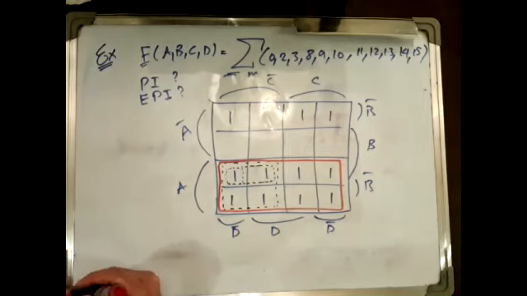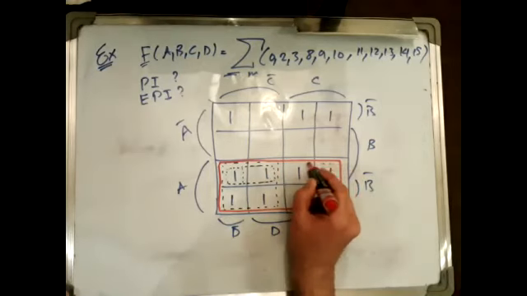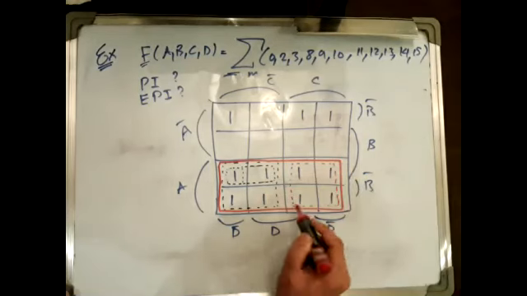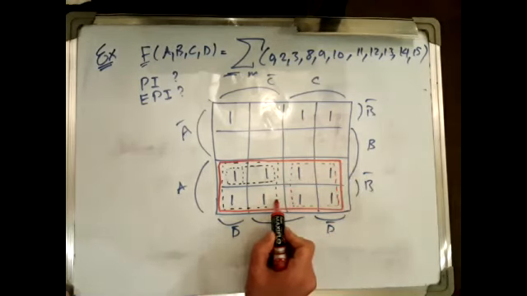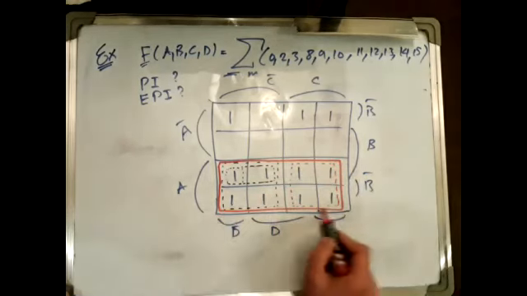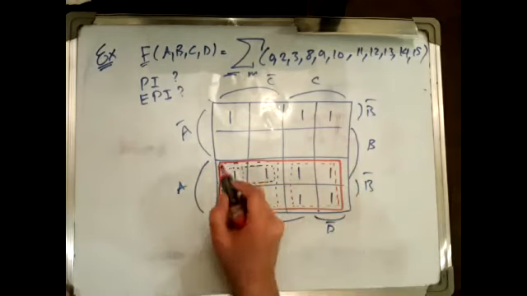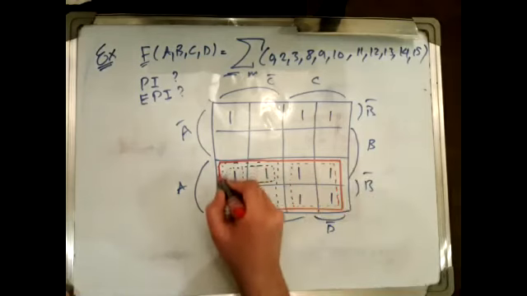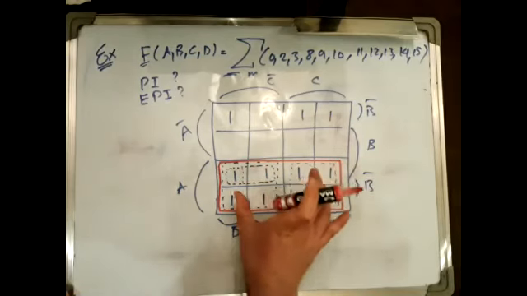And why can I do that? Because if you remember, we can draw this rectangle also here. And this rectangle is adjacent to this square, so we can merge them into this big rectangle. Now, can I draw a bigger rectangle than this red rectangle to include these 8 ones?